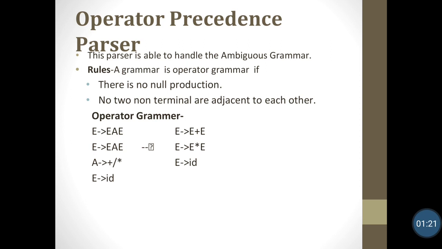So first we convert this grammar into an operator precedence grammar. To create it, we will convert it into E goes to E plus E, E goes to E star E, and E goes to ID. We replace A with the values plus and star. This is our operator precedence grammar because we don't have non-terminals that are adjacent to each other and no null production is here.